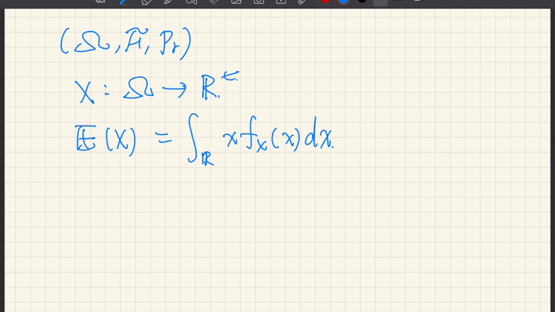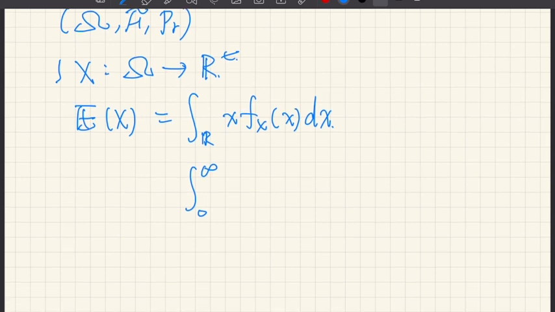Of course, in some cases the range of this random variable may be limited to positive values. In that case, the integration will be from 0 to infinity. And in other cases, it can be negative infinity to positive infinity, or negative infinity to 0, or in some other cases, it can be limited to some finite values, both up and down.